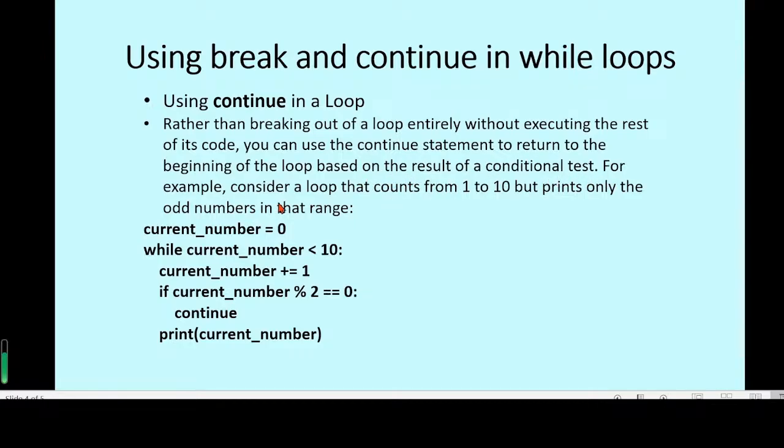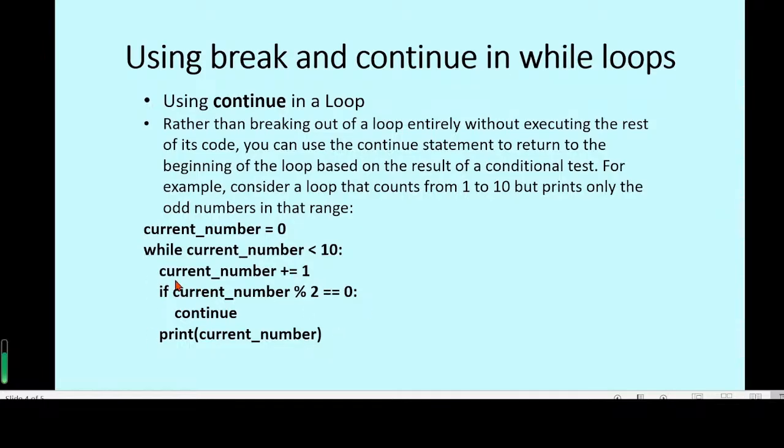So for example, consider a loop that counts from 1 to 10 but prints only the odd numbers in that range. So we create the first value of current number as 0. Then we run a while loop with the test: if current number is less than 10. So at the beginning it is true because 0 is less than 10. So run the while loop.